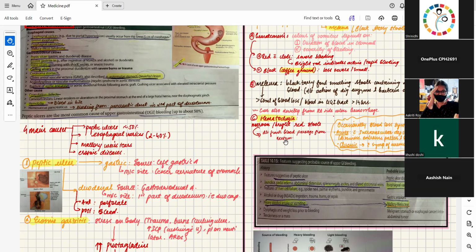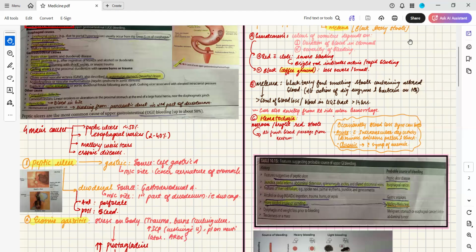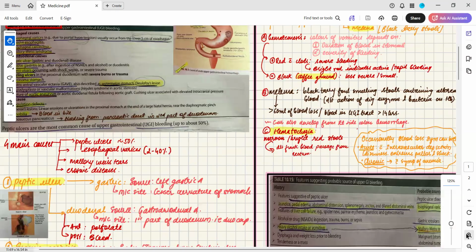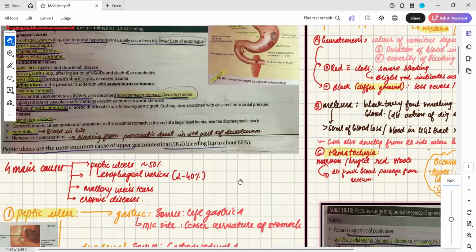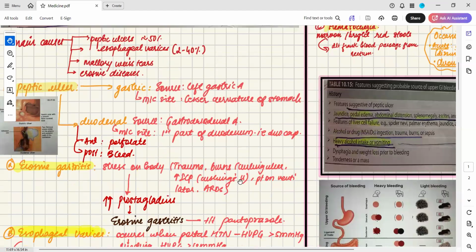Now, there's an image that I have attached below of the ulcer. So, can you zoom in on that? Yes, yes. The peptic ulcer image on the left, right? Yes, sir.